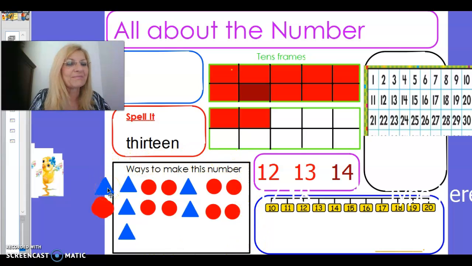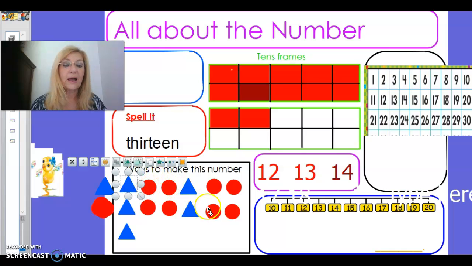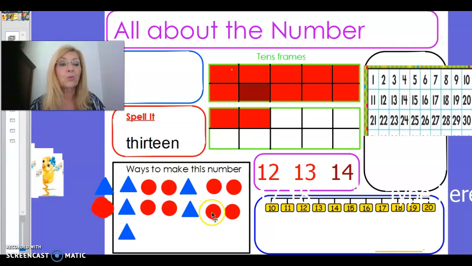Do you see a pattern? A pattern is something that repeats. What is the pattern? Good job. I hope someone said blue triangle, red circle, red circle. Blue triangle, red circle, red circle. Blue triangle, red circle, red circle. Blue triangle. What would be next?